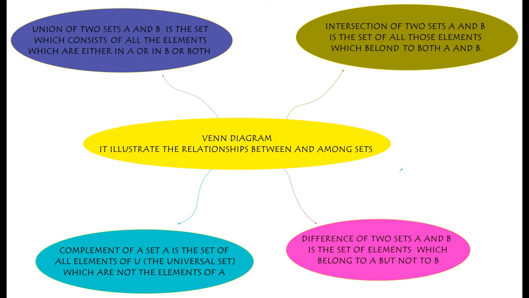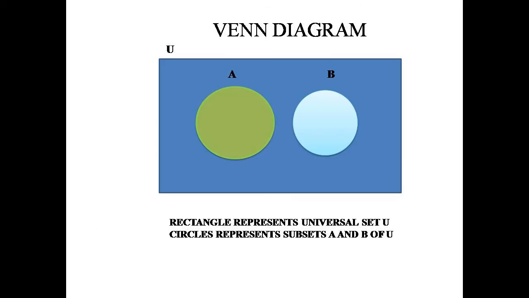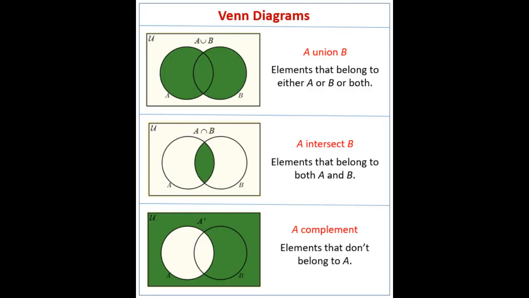What is a Venn diagram? A Venn diagram is a diagram which illustrates the relationship between and among sets. A Venn diagram consists of a rectangle which represents the universal set and circles which represent the subsets of a universal set.